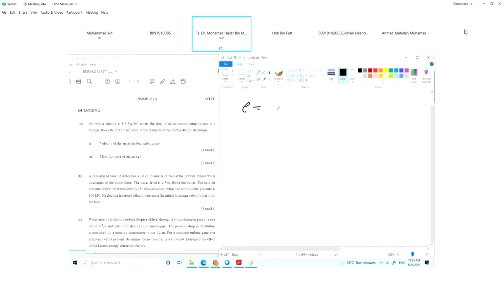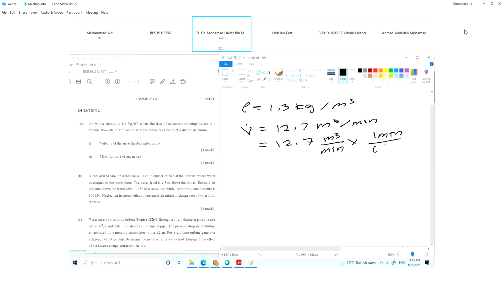Okay, density is 1.3 kilogram per meter cube, and then the V dot, the volume flow rate, is 12.7 meter cube per minute. So you need to change it into meter cube per second. You know that 1 minute is equal to 60 seconds. So the flow rate is 12.7 divided by 60, which is equal to 0.212 meter cube per second.